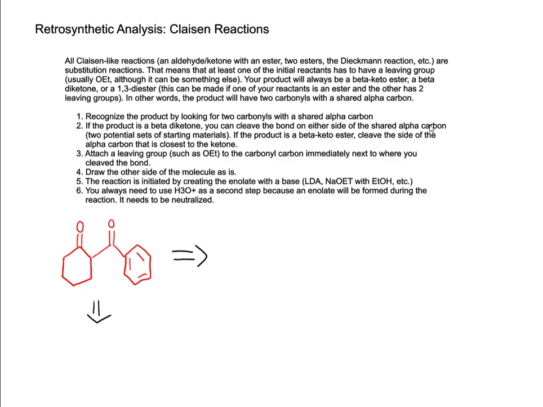For example, if one of your reactants is an ester and the other has two leaving groups, we'd get a 1,3 diester. In other words, the product will have two carbonyls with a shared alpha carbon. So the most important thing is recognizing that we did a Claisen reaction. So if we look at what is drawn on the bottom here, we are looking for two carbonyls with a shared alpha carbon. Here it is. Here's the shared alpha carbon in this position right here that I circled in blue.